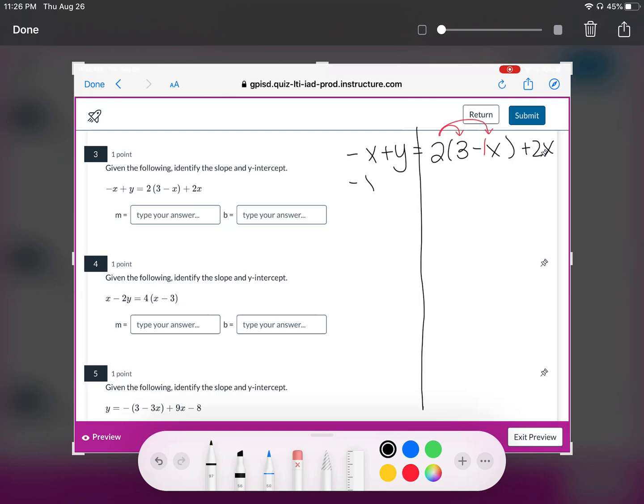On the left-hand side, everything comes down because we're not distributing. 2 times 3 is 6. 2 times negative 1x is negative 2x. And that plus 2x comes down because we're not distributing to it.